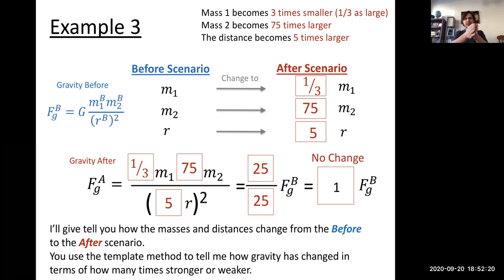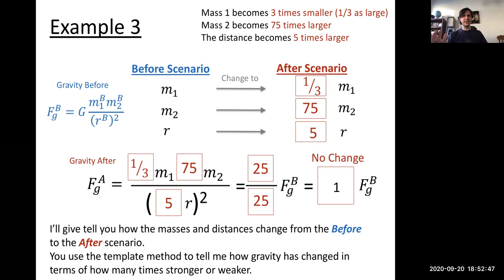So the distance increased 5 times farther away. 5 squared is 25. And the distance got larger, so I know gravity is weaker. It got 25 times weaker. So an increase of a factor of 5, a multiplicative factor of 5 in distance, means that gravity is going to get 25 times weaker. Okay, so the increase in distance is trying to make gravity 25 times weaker.